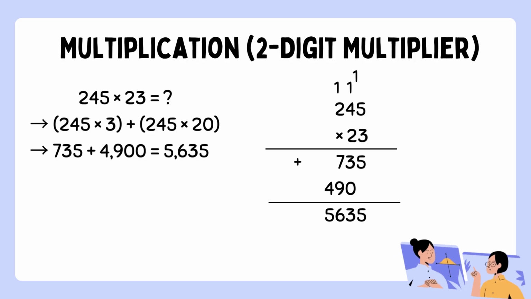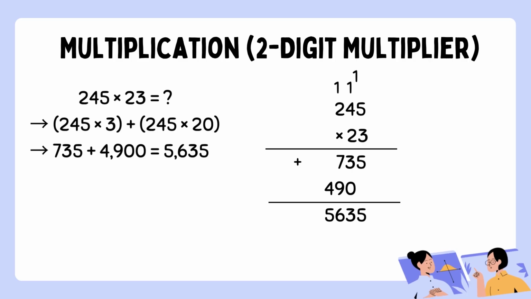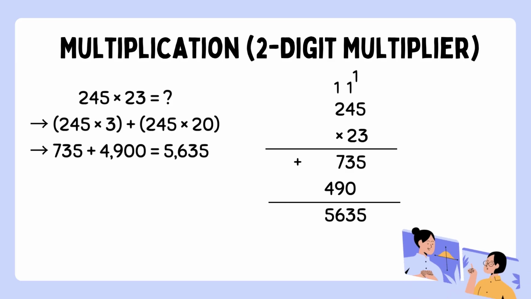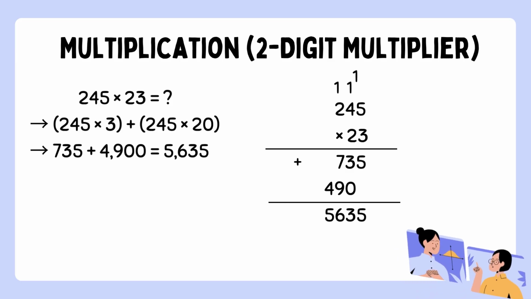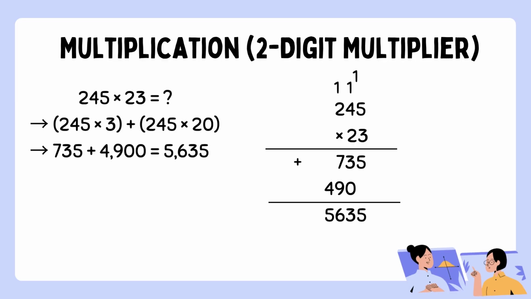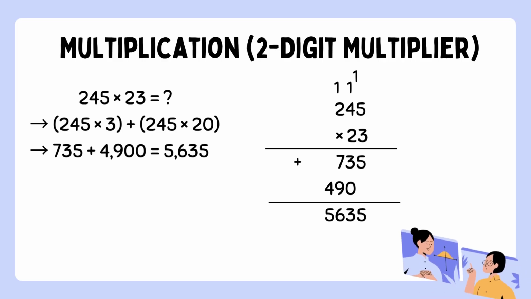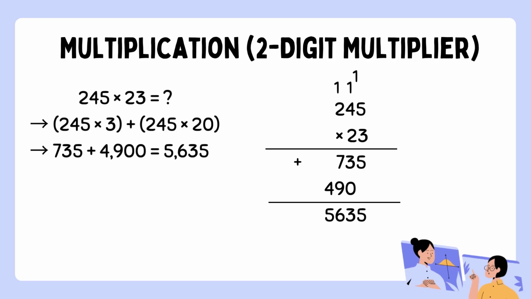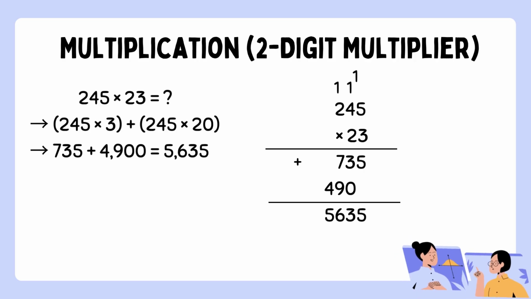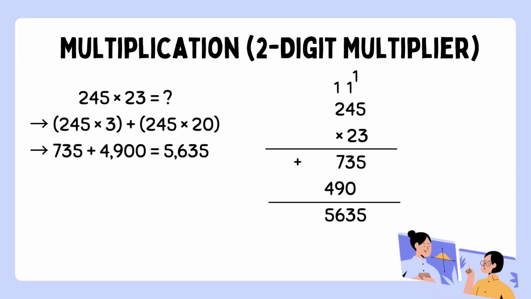3 times 5 equals 15, write 5 in the ones column, carry 1 to the tens. 3 times 4 equals 12, plus carry 1, 12 plus 1 equals 13, write 3 in the tens column, carry 1 to the hundreds. 3 times 2 equals 6, plus carry 1, 6 plus 1 equals 7, write 7 in the hundreds column. So the first partial product, 245 times 3, is 735.